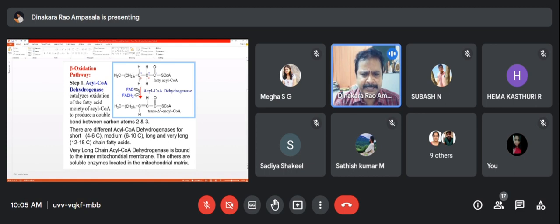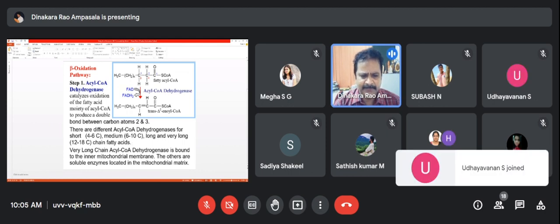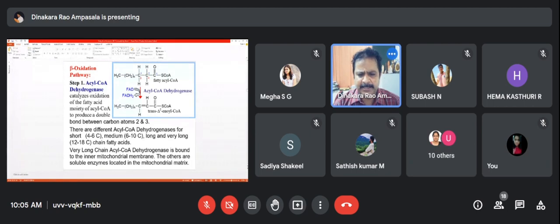There are different types of acyl-CoA dehydrogenases in the matrix. That's what I told you. Different types of enzymes are involved in the oxidation process, depending on the chain length. There are different acyl-CoA dehydrogenases for short chain fatty acids like 4 to 6 carbons, medium size 6 to 10, and long and very long chains like 12 to 20 and 20 to 24 carbons. The very long chain fatty acid dehydrogenase is bound to the mitochondrial membrane. The others are soluble enzymes located in the matrix.